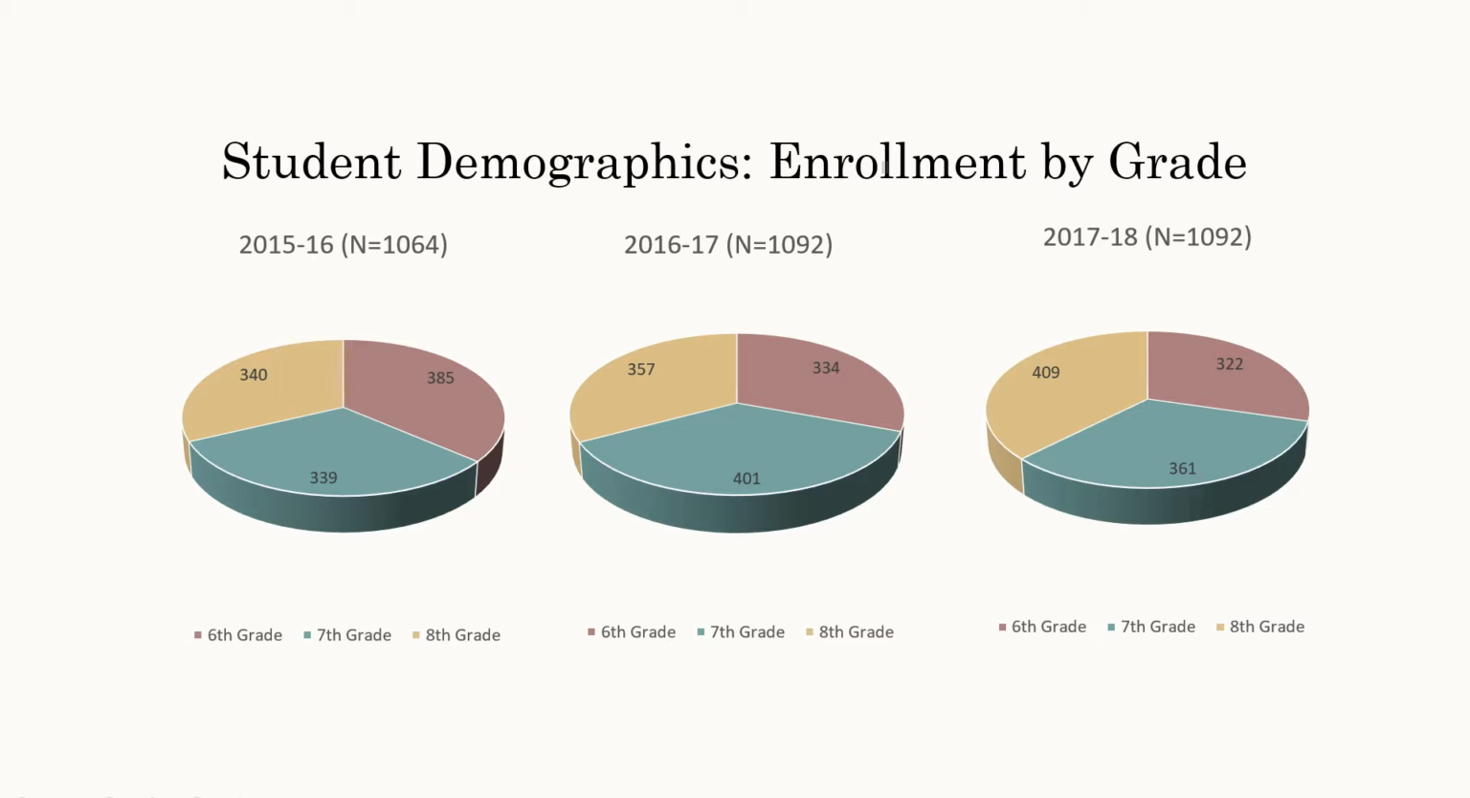Looking at some student demographics by enrollment, looking at the grade levels, we had a high influx of students in the 2015-2016 school year, and then we see that increase even more when those 6th graders become 7th graders from 385 to 401, and then we see an increase in that again when they become 8th graders from 401 to 409. Definitely our biggest enrollment year was the 2015-2016 school year, but those numbers have definitely started to taper off as we go further and further along.